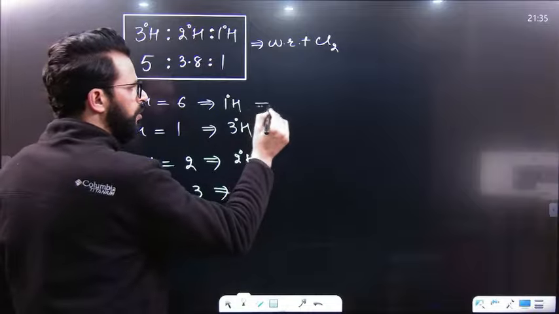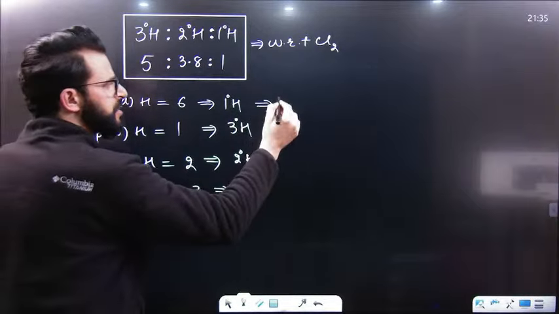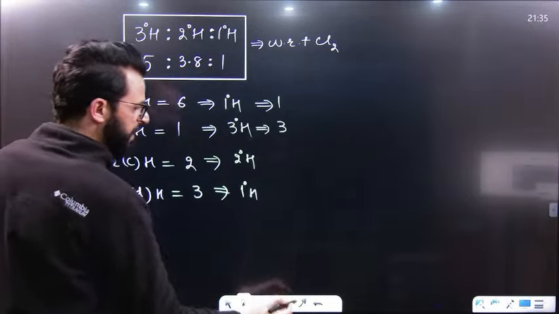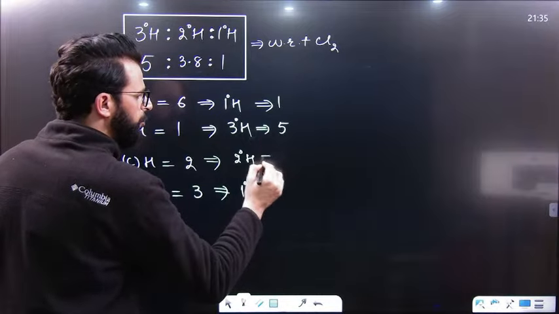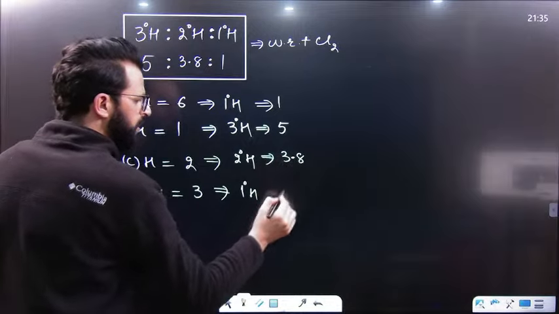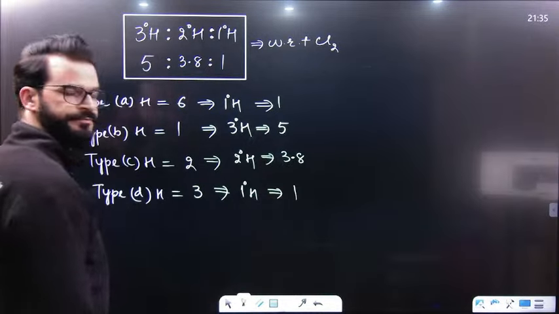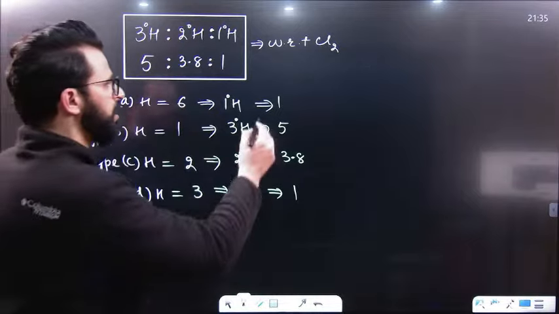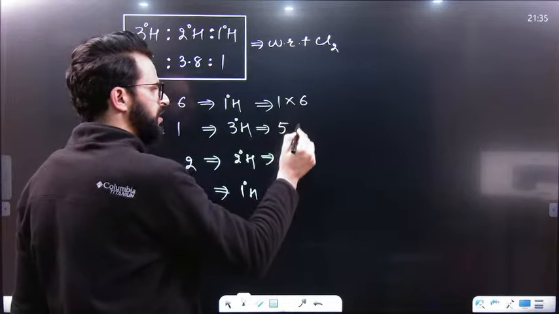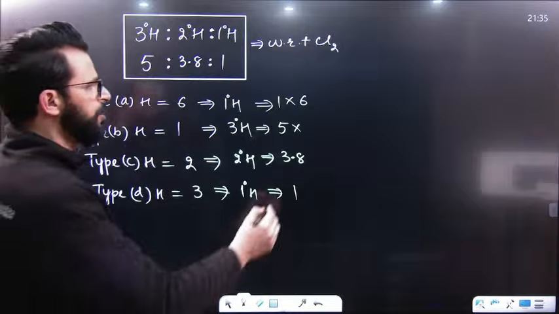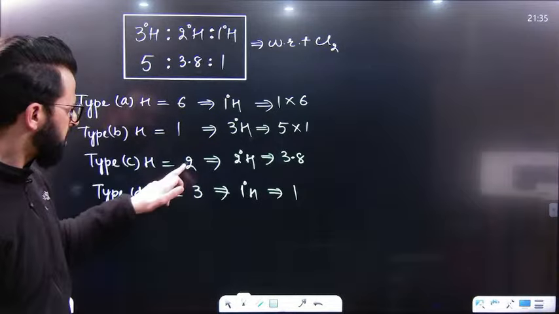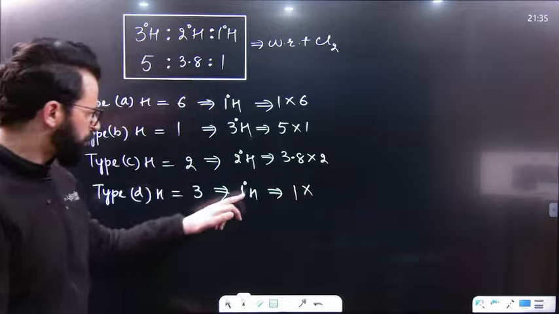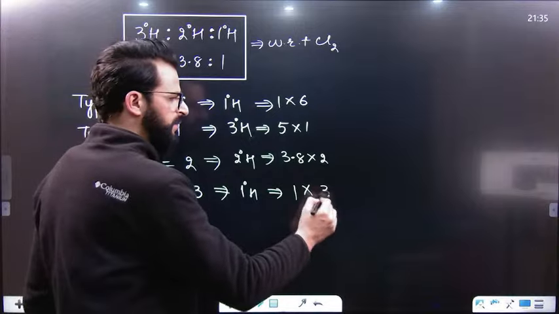And we know reactivity of 1 degree hydrogen is 1, reactivity of 3 degree hydrogen is 5, and reactivity of 2 degree hydrogen is 3.8. But 1 degree hydrogen type A is 6 in number. So I will write down multiplied by 6. Here it's only 1 in number, so I will multiply this by 1. This is 2 in number, so I will multiply this by 2. And these types of hydrogens are 3 in number, so I will multiply this by 3.